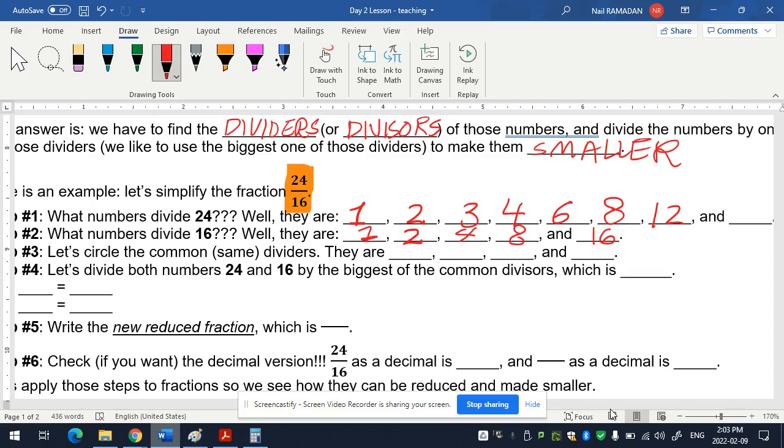Oh, you're missing one. 1. So they both share ones, twos, fours, eights. Go ahead, copy them here. I'm going to put them in green because those are the common numbers.